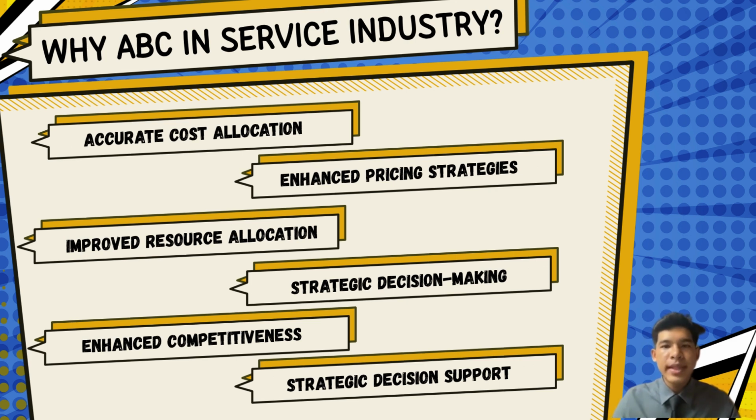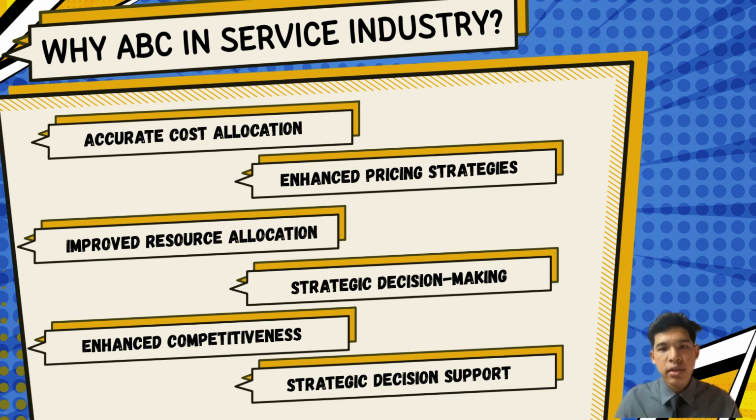So today I want to talk about why ABC in the service industry. Today I will be talking about why activity-based costing or ABC is especially valuable in the service industry. Unlike traditional costing methods, ABC provides a more accurate, insightful, and strategic way to understand costs. What is ABC? ABC is a way to figure out the real cost of services by looking closely at the activities involved in delivering them. It's different from old methods that just spread costs evenly.